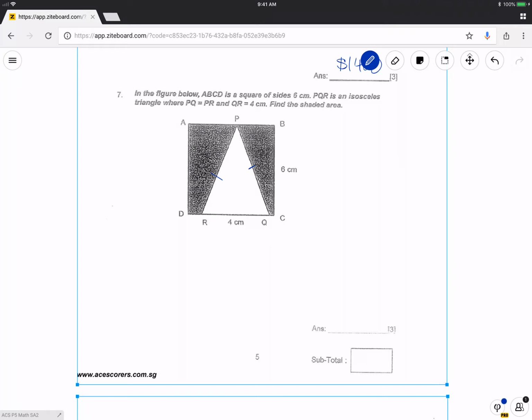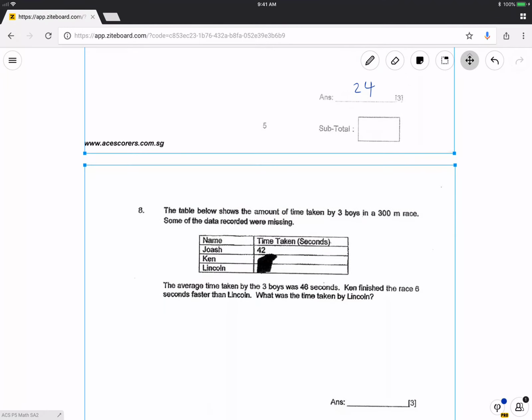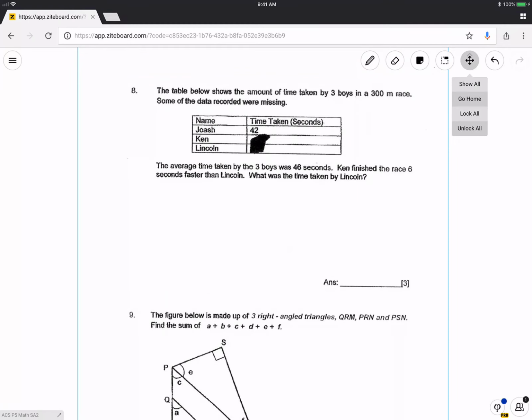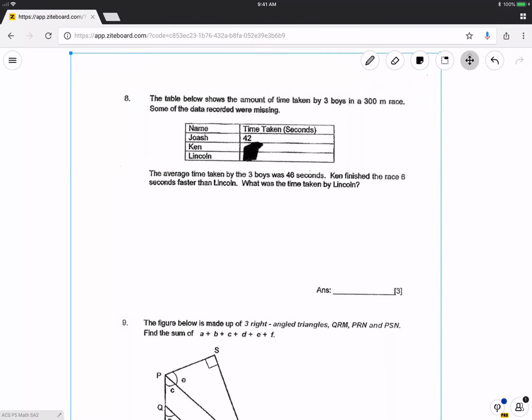Shaded area. Now this is 4. So we can find the area of the white color, which is half times 4 times 6. So that equals 12 cm square. Now to find the shaded area, we take the area of the square, which is 6 times 6. Next we take 36 minus 12, it's 24. Okay, no heuristic so far, just cruising along. Next.